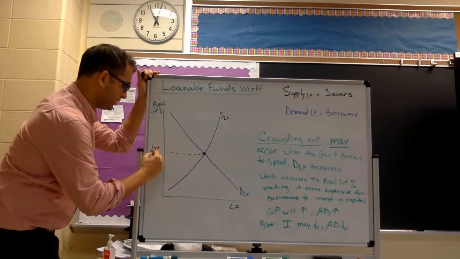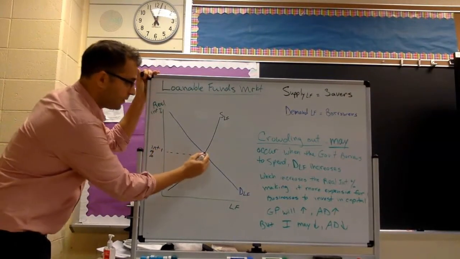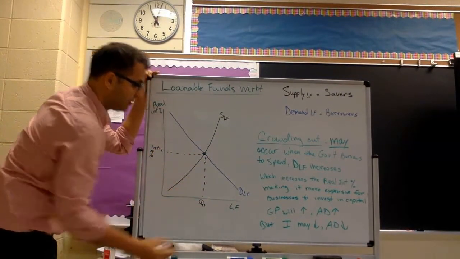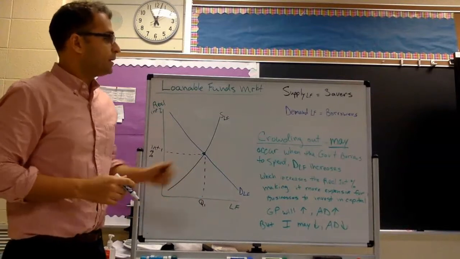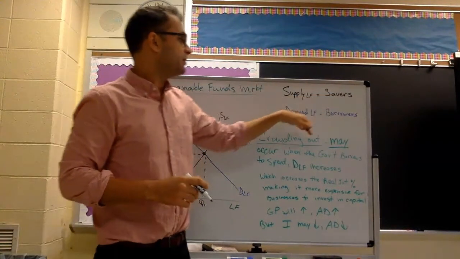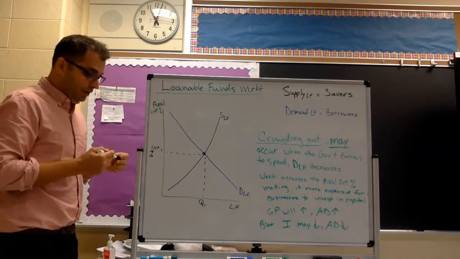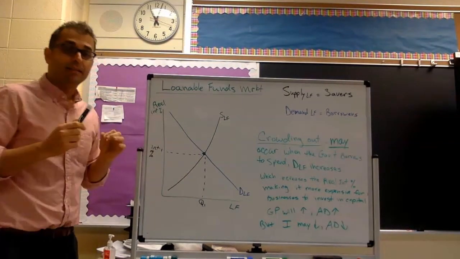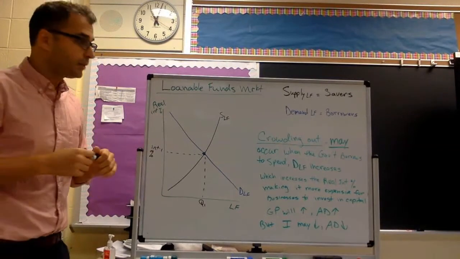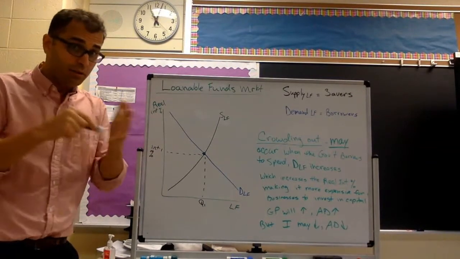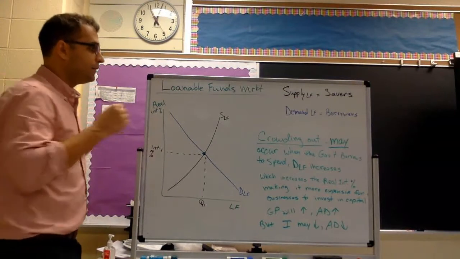I'm going to call it interest rate 1. And I have my quantity 1 of loanable funds. Remember, supply are your savers, demand are your borrowers. If you remember that, you should be okay. The topic I want to cover is the idea of crowding out. Crowding out occurs in this unit when we talk about fiscal policy.